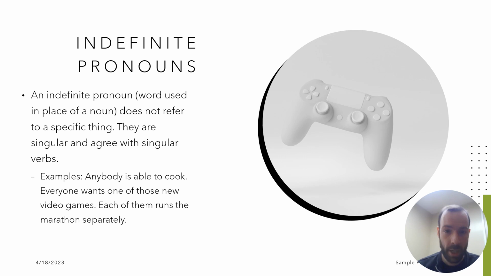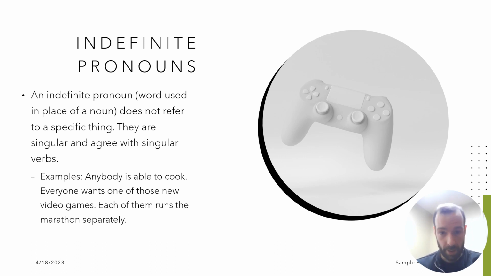Indefinite pronouns, which is a word used in place of a noun, and the indefinite part refers to the fact that they don't refer to a specific thing. They are singular, and they agree with a singular verb. So it's words like anybody or everyone, which is kind of general, broad, indefinite, doesn't refer to anything or anyone in particular. We treat these as singular nouns, and we give them singular verbs.